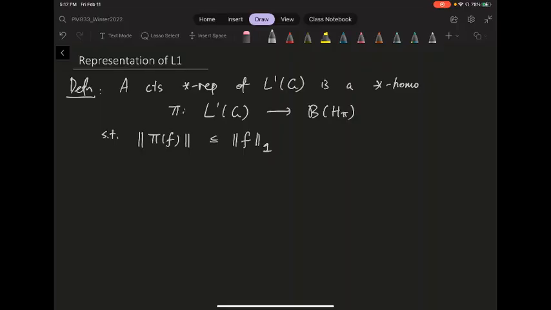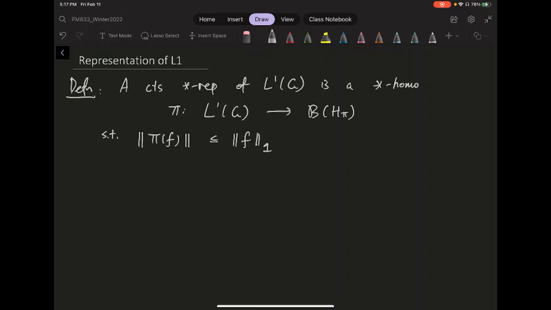So now we finished talking about the unitary representation of a group. Now we want to move on to the L1 of this group, the L1 space. As it turns out, the representation of a group is closely related to the representation of the L1 space.